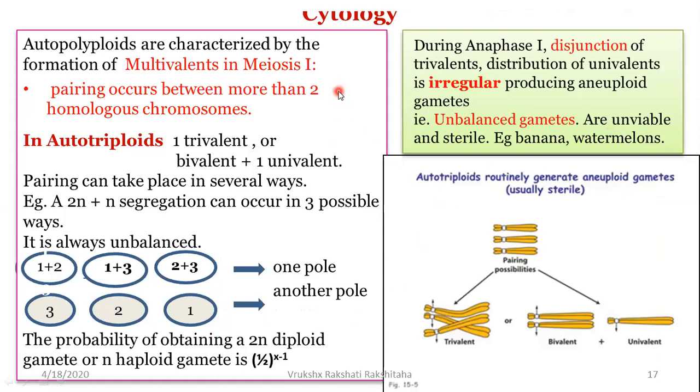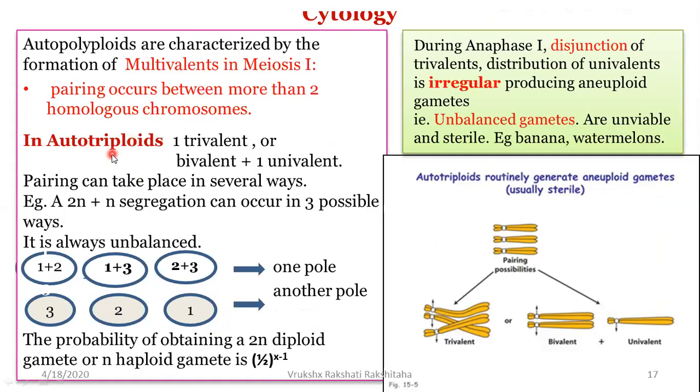Now let us discuss cytology in case of autopolyploidy. Autopolyploids are characterized by the formation of multivalents in meiosis I. And also, pairing here occurs between more than two homologous chromosomes. Now let us discuss one by one.